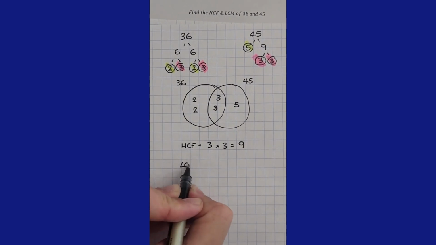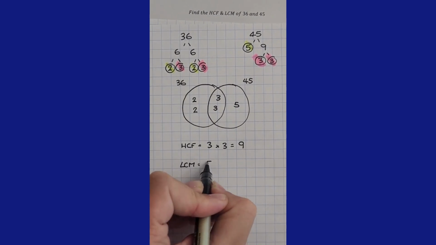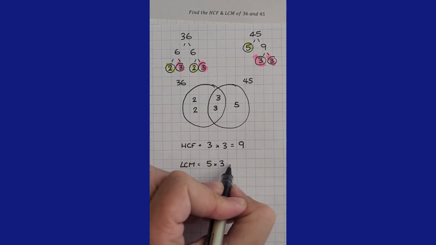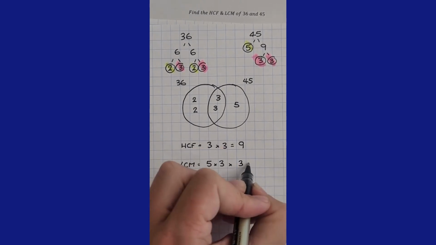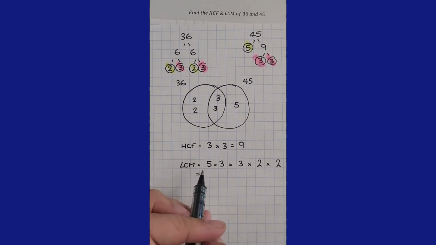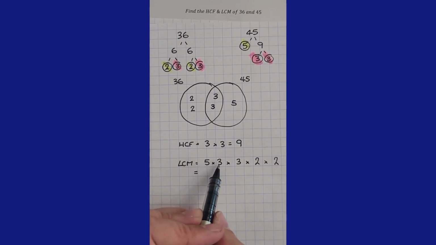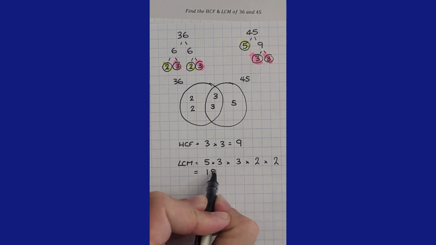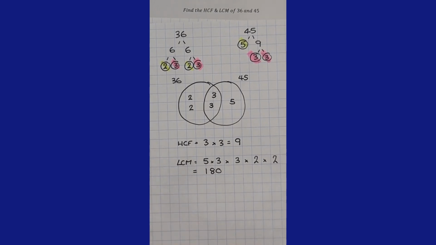And then the lowest common multiple, we're going to have to multiply all of our numbers in this Venn diagram. So 5 multiplied by 3, multiplied by 3, multiplied by 2, and then multiplied by 2. And what we should have, 5 times 3 is 15. Multiplied by 3 is 45. Double 45 is 90. And if we double 90, we should get 180. So that's the lowest number that appears in the 36 and the 45 times table.